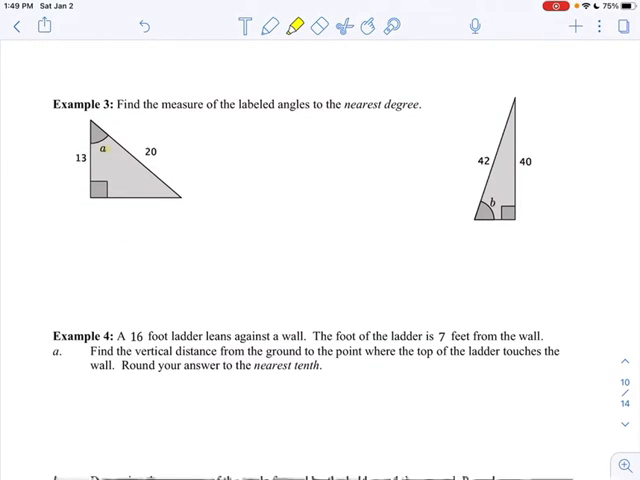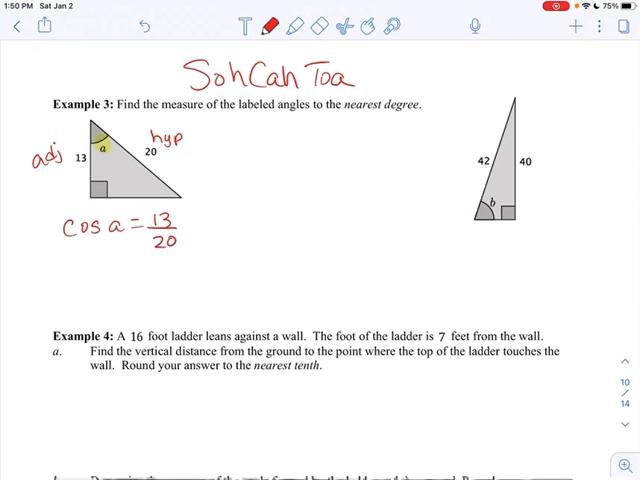So I have this angle here, angle A. This 20 is the hypotenuse because it's across from the right angle. The 13 is next to that angle, so that's adjacent. And again, if you want to write SOHCAHTOA at the top of your paper so you know which one to use. Since I have adjacent and hypotenuse, I'm going to use cosine of A equals adjacent over hypotenuse.